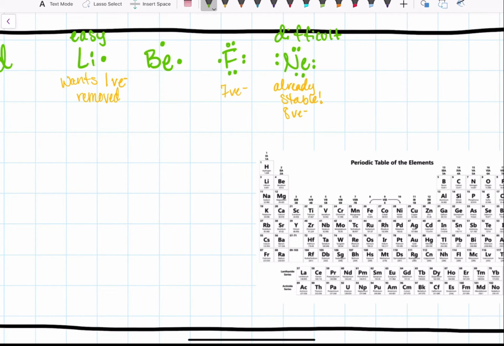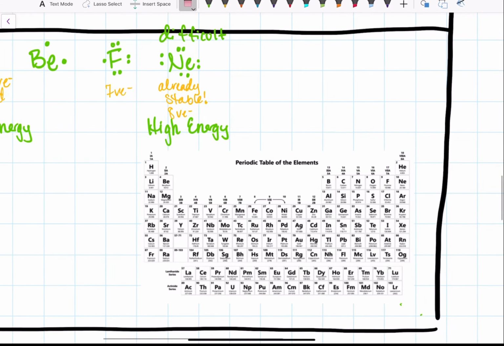So let's talk about what this means in terms of low and high energy. If it's easy to remove an electron, it's going to take low energy, and specifically, this is ionization energy, to remove that electron. Whereas neon, on the other hand, is going to take high energy because it's so difficult. It doesn't even want to give up that electron. It's stable. And then something like fluorine would also have very high ionization energy. It's going to be very difficult to remove that electron.